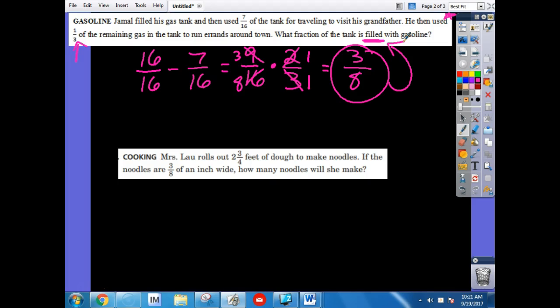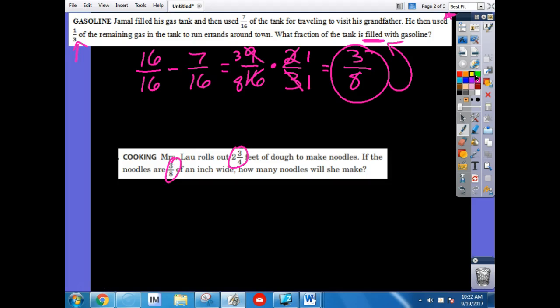And my last one here. Miss Lau rolls out 2 3/4 feet of dough to make noodles. If the noodles are 3/8 of an inch wide, how many noodles will she make? Well, hey, what we're doing is we're taking this and we're splitting it into 3/8 inch sections. This is division. We're taking this and we're dividing it into 3/8 long parts.